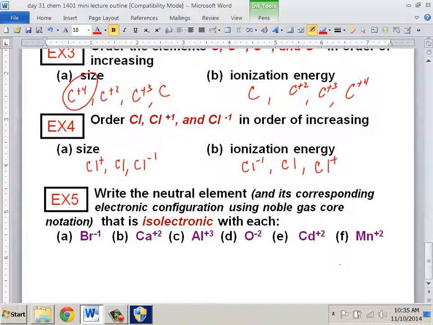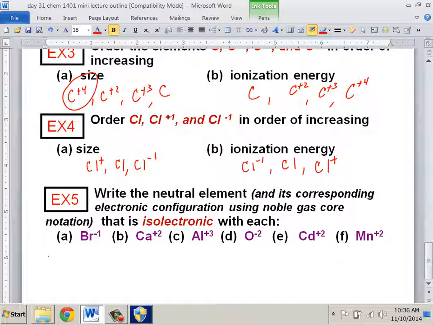Write the neutral element and its corresponding electron configuration using noble gas core notation that is isoelectronic with each. So not only write the neutral element, but give its noble gas core electron configuration for each. So Br minus, to get you started, Br minus 1 is just going to be what? Kr in brackets, right? Because that's the noble gas core notation. So this isn't so bad, right? You just put the noble gas in brackets.